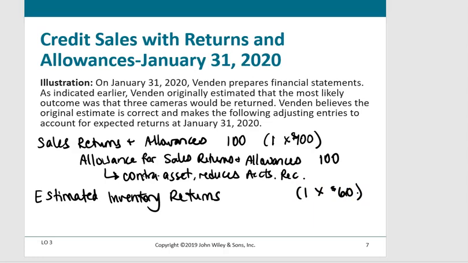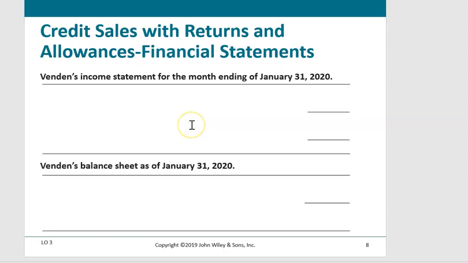One additional return that we're expecting, at the cost to us. It cost us $60 either to make or buy that camera. But let's increase inventory for the estimated future inventory return. And then let's decrease cost of goods sold, decrease expenses, because we expect to get that inventory back, which would reduce our expenses. So what would the balance sheet and income statement report when those financial statements are put together on January 31st? Let's take a look at that.